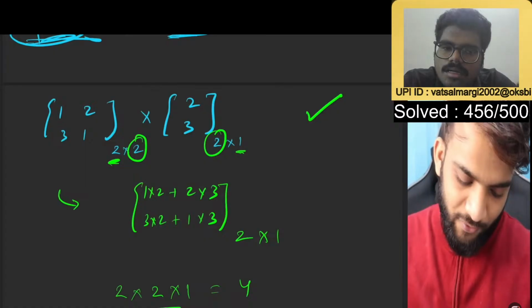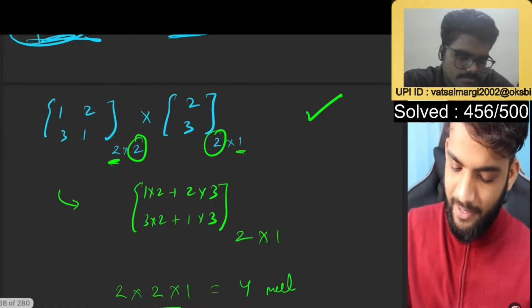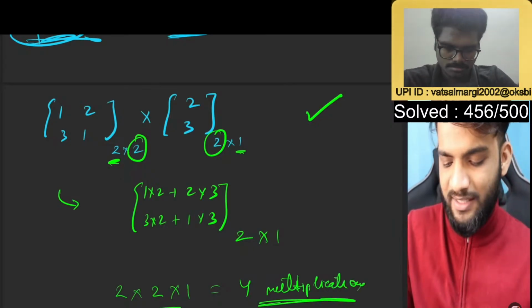So that's easy to find. You write the first guy, you write the common guy, and you write the other guy. If you multiply them, you easily get the number of multiplications or operations needed to multiply them. So these are the basics that you need to know.